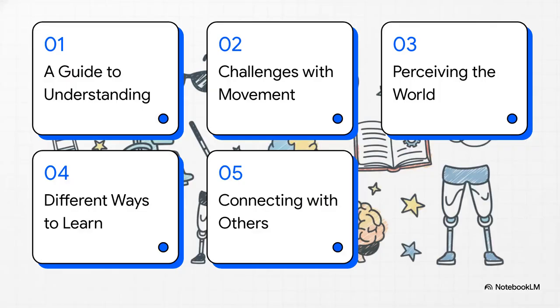All right, so here's the game plan. First, we'll talk about our main goal here. Then we're going to walk through four big categories: challenges with movement, how people perceive the world, different ways of learning, and finally, how we connect with others. It's a nice, simple path to follow along.